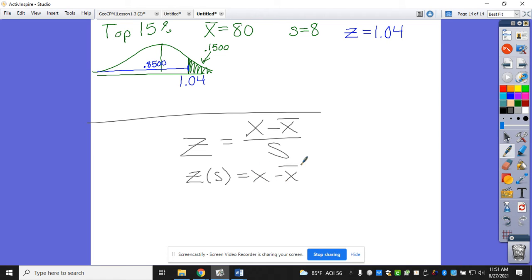We're not writing this. And then I still want this by itself, so how do I move this? Add it to both sides. So x equals z times your standard deviation plus your mean. Some of you are just going to memorize that and be fine with it, and some of you are going to be like, why would I memorize that if I could just look at this and do 2 steps in algebra? That's total preference. It's going to go the same way every time. That's what we just did.